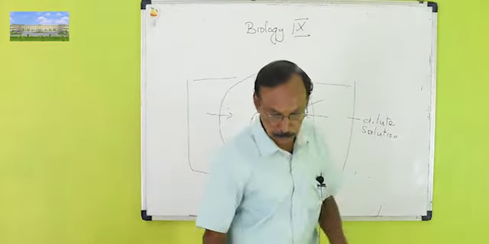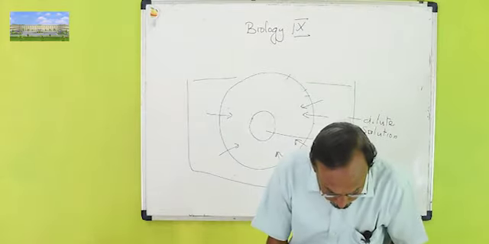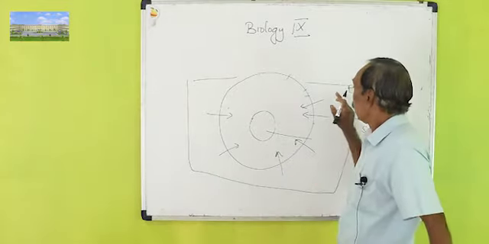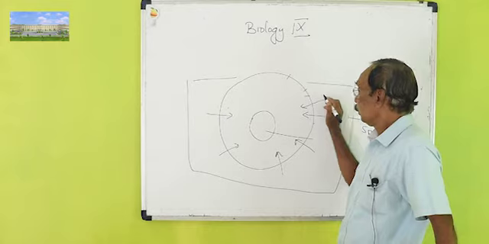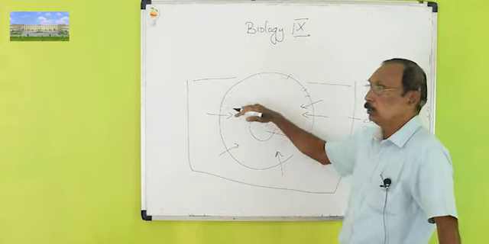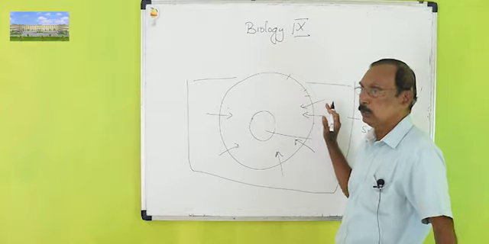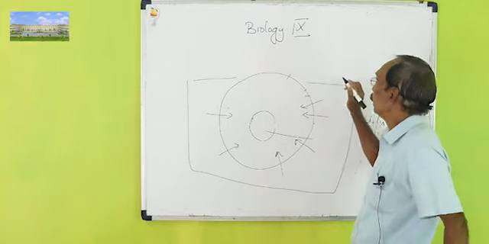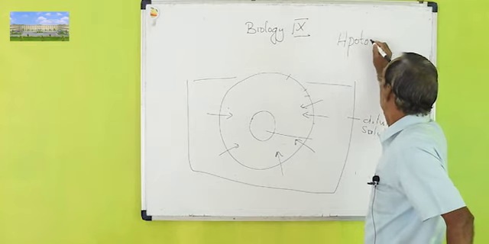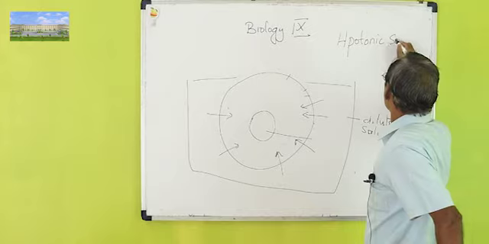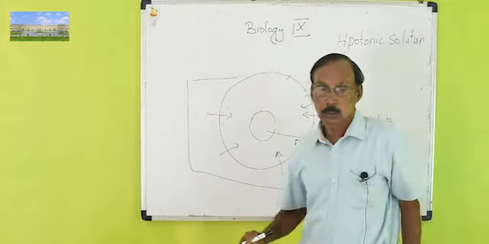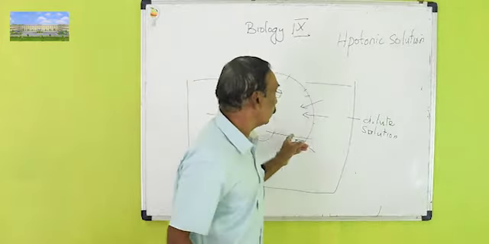So if a cell is kept in water or a very dilute solution, water from outside will get inside the cell, and the cell will swell up. For this kind of solution, there is a common name you have to remember. It is called hypotonic solution. Hypotonic solution means a solution whose concentration is less than the concentration of the cell.